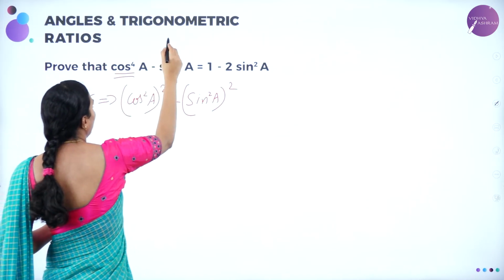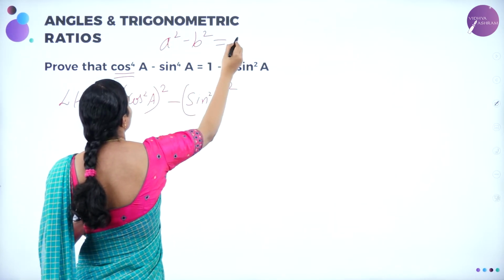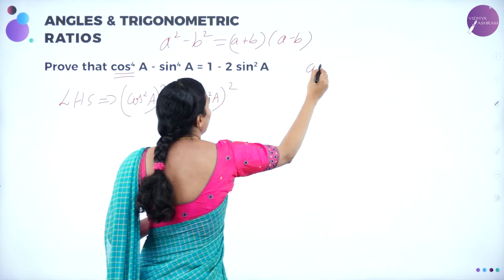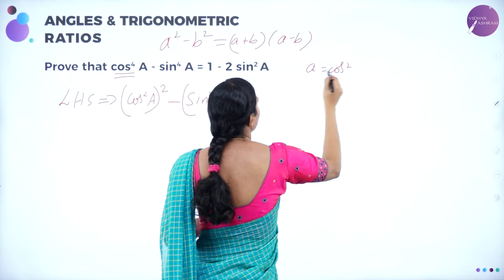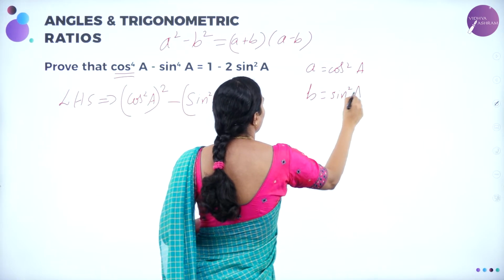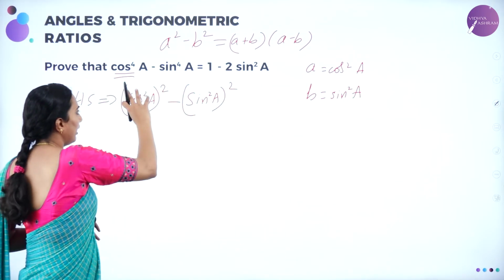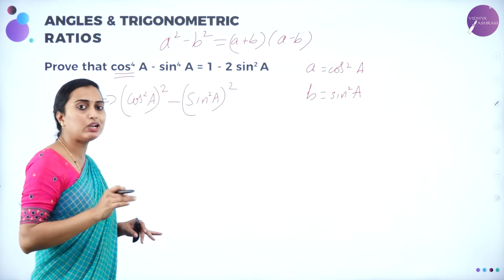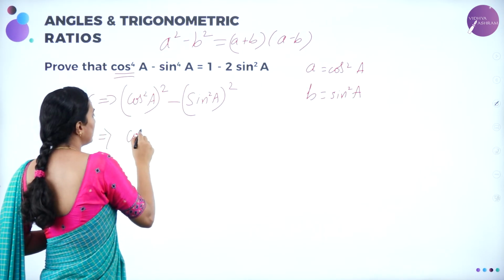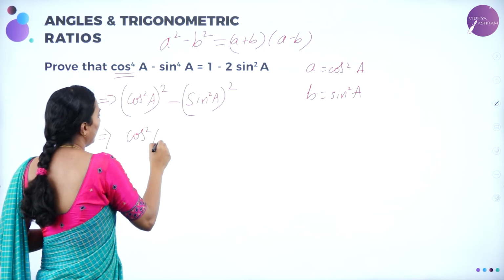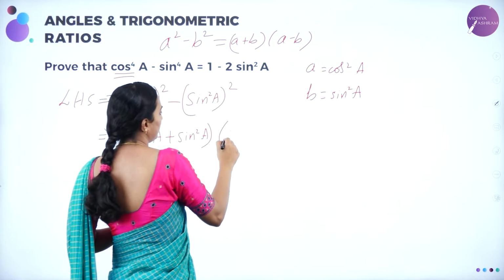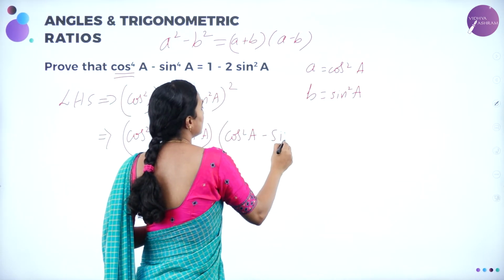See, this is like a squared minus b squared, which is equal to a plus b into a minus b. Now what is a? A is nothing but cos squared a and b is nothing but sin squared a. So replacing that, it will become cos squared a plus sin squared a, into cos squared a minus sin squared a.